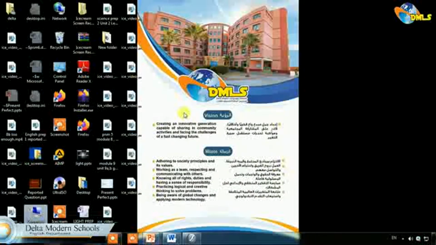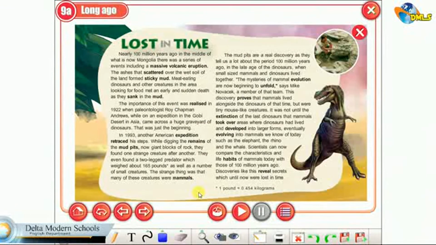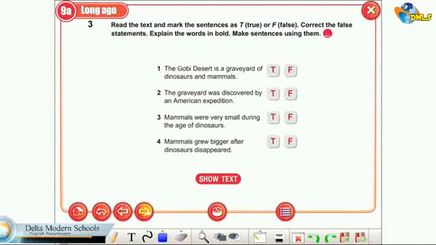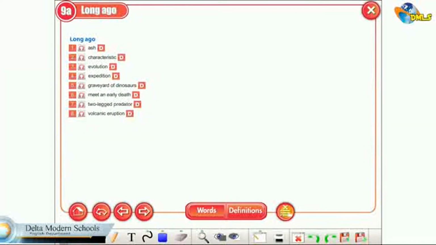Let's move to question number 2. Can you read it, please? What do the mud pits tell us? Let's see where is the answer. Yes, the mud pits are a real discovery as they tell us a lot about the period 100 million years ago. Thank you so much. Now, okay, did you find any difficult words? Yes, okay. Let's find out the definition of these difficult words.